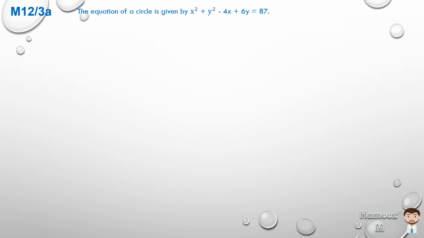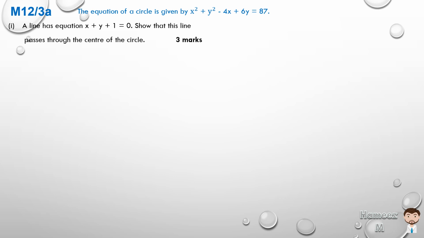May 2012, number 3a. The equation of a circle is given by x squared plus y squared minus 4x plus 6y is equal to 87. Part 1. A line has the equation x plus y plus 1 is equal to 0. Show that this line passes through the center of the circle.